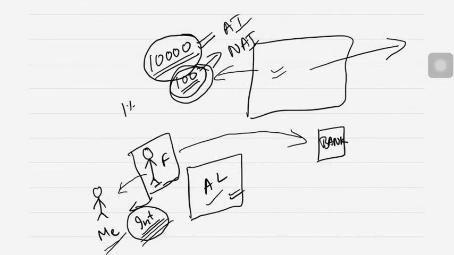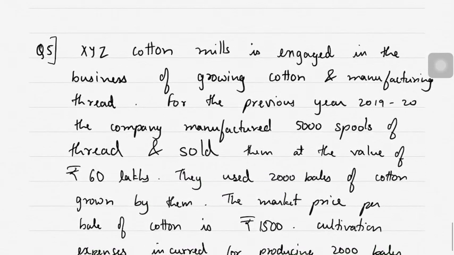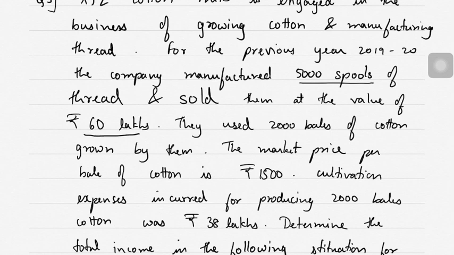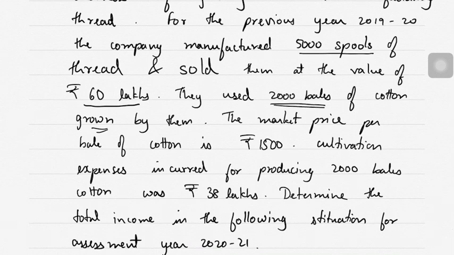Okay, see this. XYZ Cotton Mills is engaged in the business of growing cotton and manufacturing thread. For the previous year 2019-20, the company manufactured 5,000 spools of thread and sold them at the value of 60 lakhs. So the selling price of the thread for 5,000 spools is 60 lakhs. They used 2,000 bales of cotton grown by them. They only grew 2,000 bales of cotton, used that cotton, converted it into thread, and sold the thread for 60 lakhs.